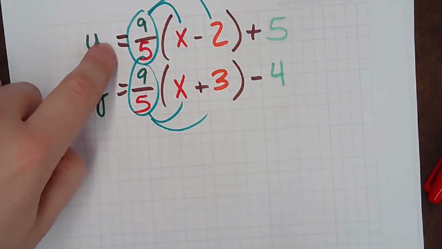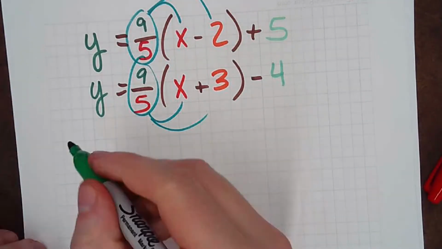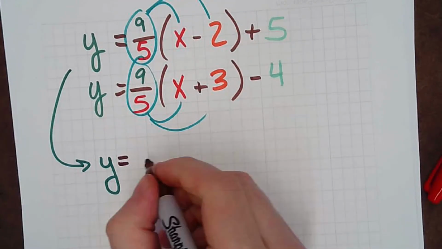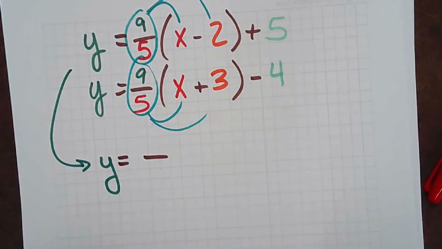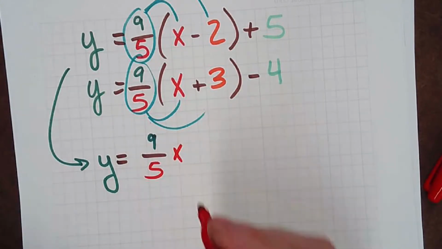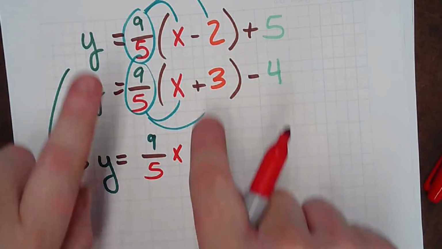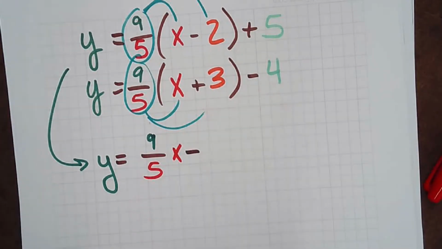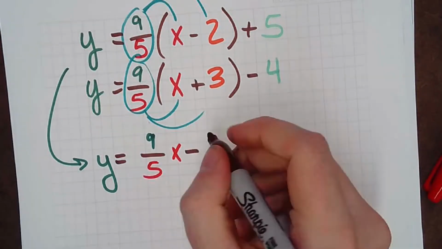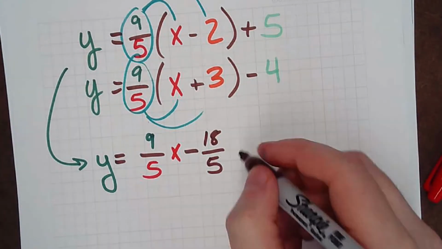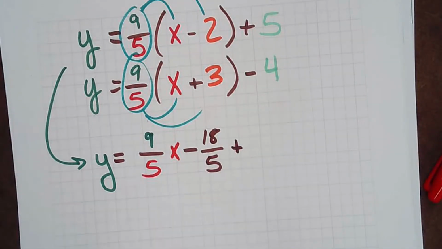So the first one, when I distribute 9/5, ends up looking like this. Y equals 9 over 5 x. 9 over 5 times minus 2, well, that's going to be a negative number. So it's going to be minus. 9 times 2 is 18. So I'm going to do that. And then I divide it by 5. 18 divided by 5 is that. And then I have a plus 5 left over from before.